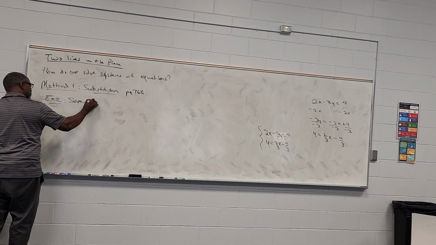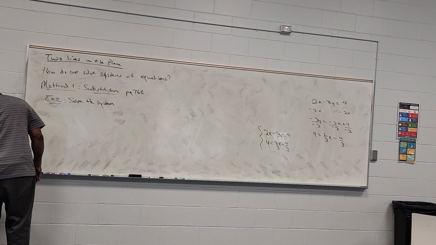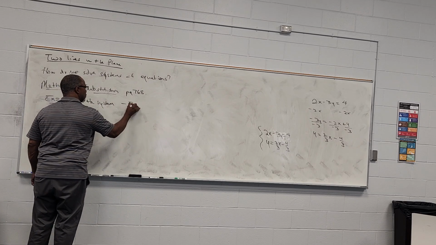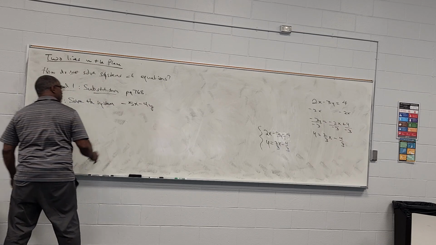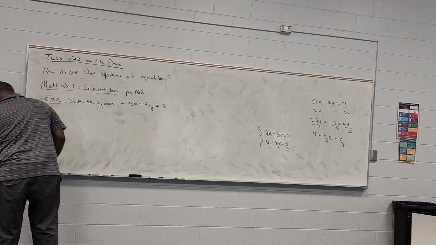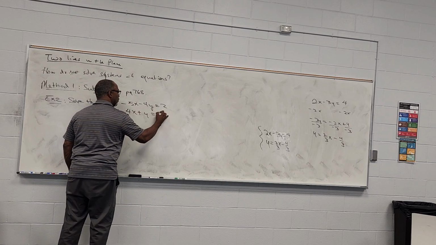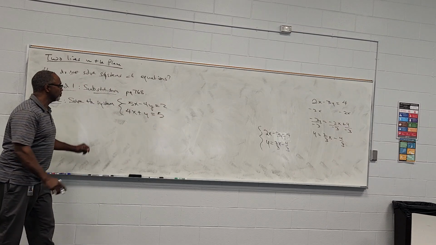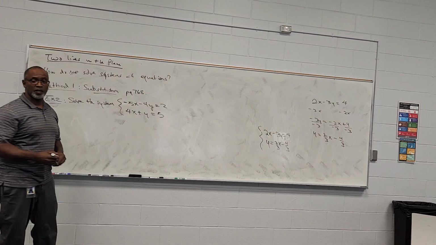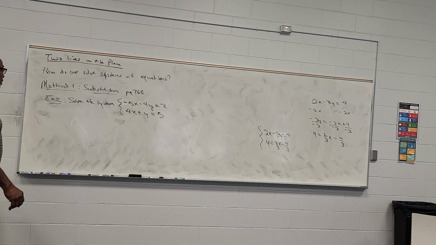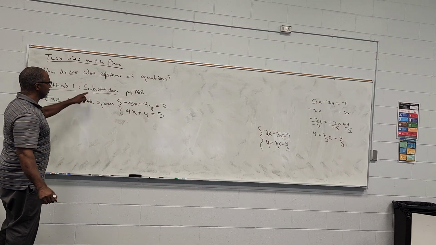Solve the system. Negative 5x minus 4y equals 2. And the second line in the system is 4x plus y equals 5. So there's my system. The two lines are negative 5x minus 4y equals 2 and 4x plus y equals 5. I want to solve that system. I'm going to use substitution.